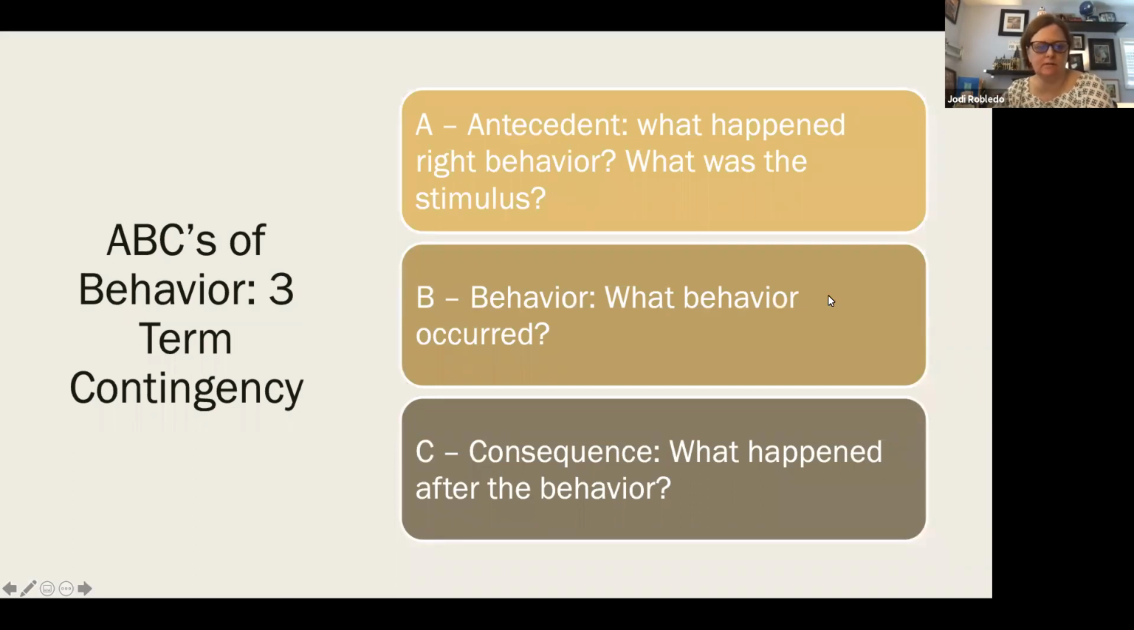The first, it's a three-term contingency relationship between all aspects of behavior according to behaviorists. And the first is the antecedent. And the antecedent is what happens right before the behavior occurs. So let's talk a little more about antecedents.